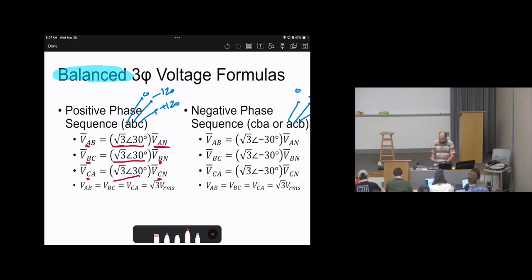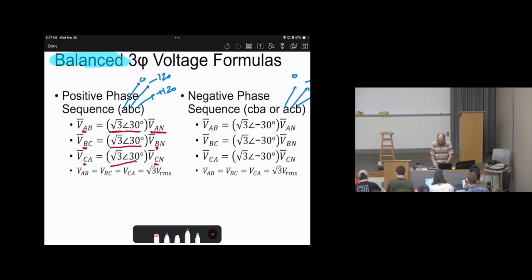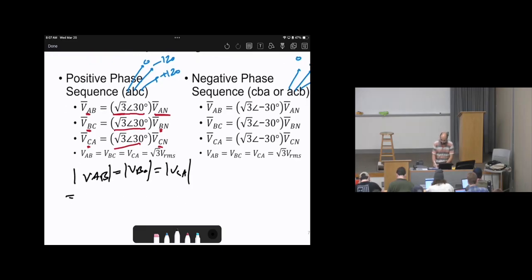Then when we look only again at the magnitude alone, VAB as a magnitude equals VBC as a magnitude, because it's balanced, equal VCA as a magnitude. Or in other words, this magnitude I'm going to call VLL, because they are all sharing the same magnitude. And it's going to be square root of 3 times the magnitude, or VRMS. Or in other words, I would say V line to neutral, the RMS of line to neutral. Okay?